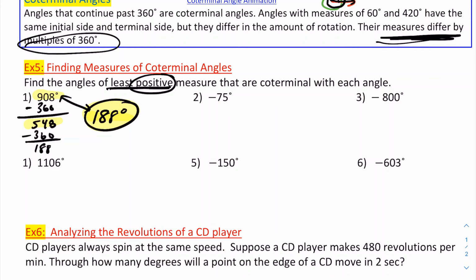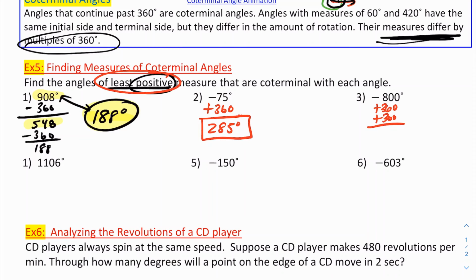What that means is if you drew all three of them, they would end in the same exact place. So 188 is just past 180. So we're talking about this angle. And 548 would be the angle that goes all the way around again. And then 908 would be around one more time. Okay. So for the next one, we don't want to subtract 360. We want to add 360. That will give me 285 degrees. And that's the smallest positive. For the next problem, you'll add 360 twice.